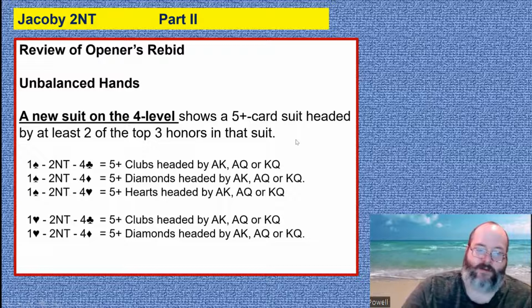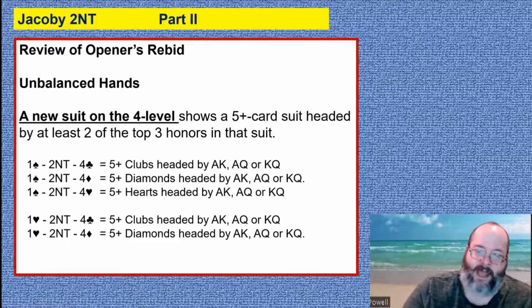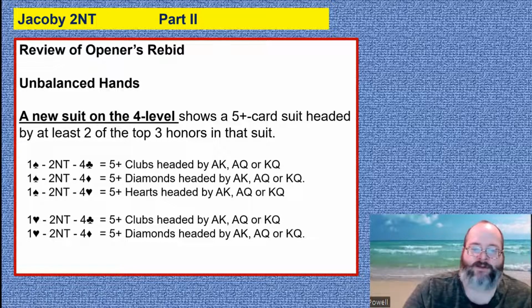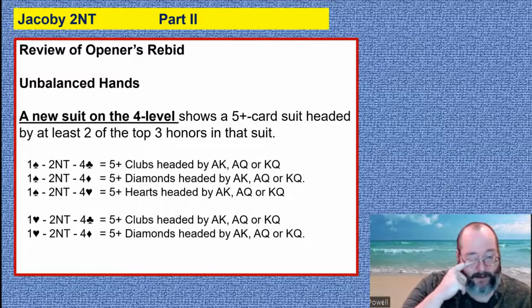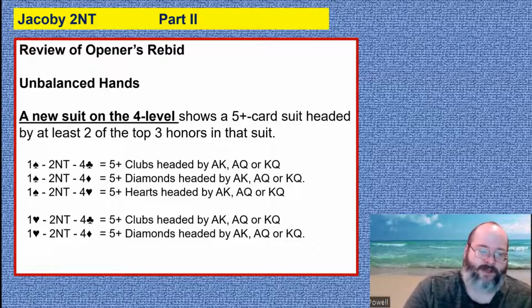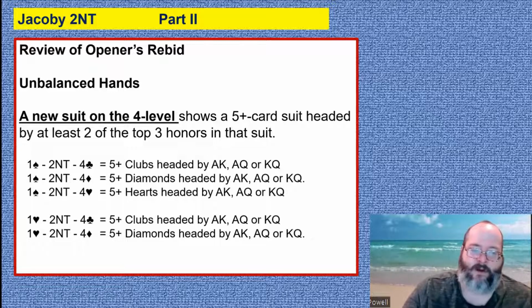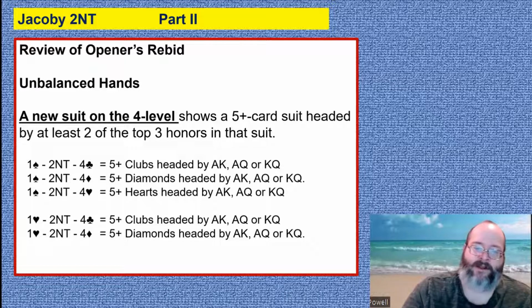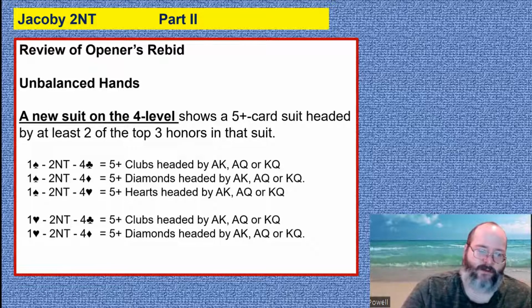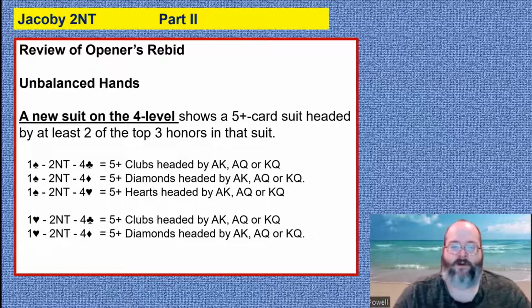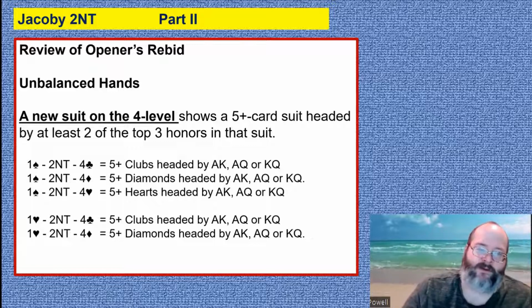A new suit on the 4 level, these are also unbalanced hands, will be a 5-card or longer suit headed by at least 2 of the top 3 honors in that suit. So a jump to the 4 level takes up a lot of space, but it is very descriptive when it does happen. 1 spade, 2-No, 4 clubs is a 5-card club suit headed by 2 of the top 3 honors. Ace, king, ace, queen, king, queen, whatever the 2 of the top 3 are. So you bid the suit, a new suit not the one you opened, and it shows a 5-card or longer suit headed by 2 of the top 3 honors.